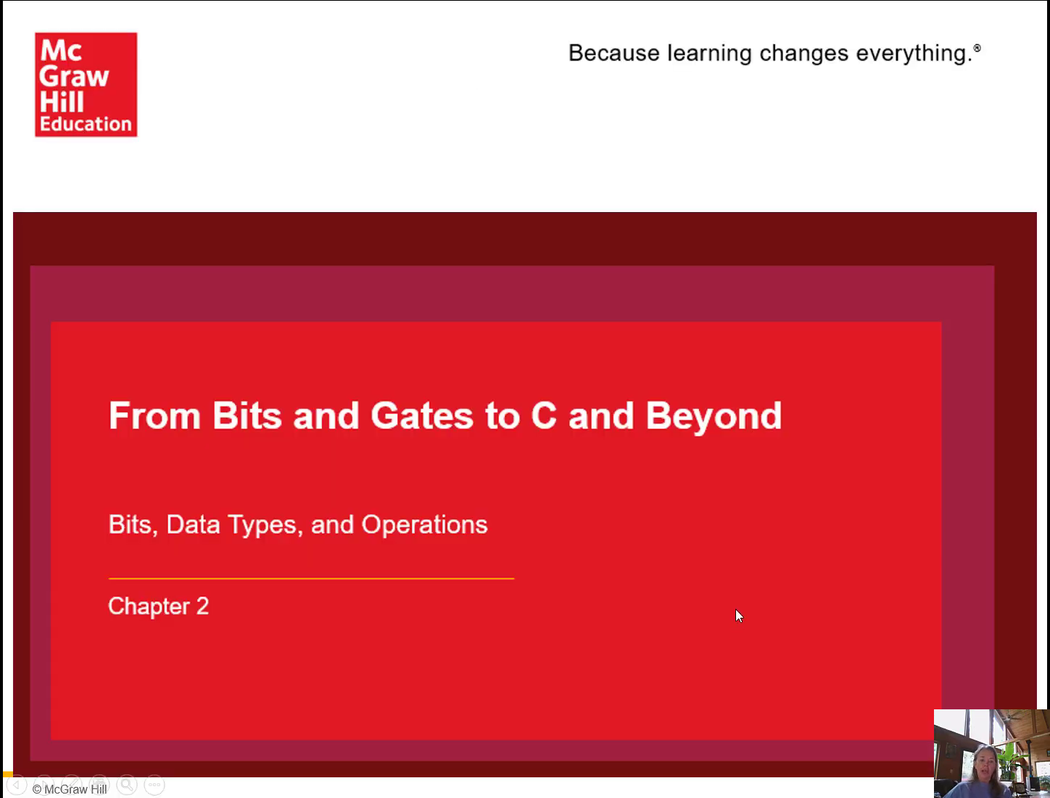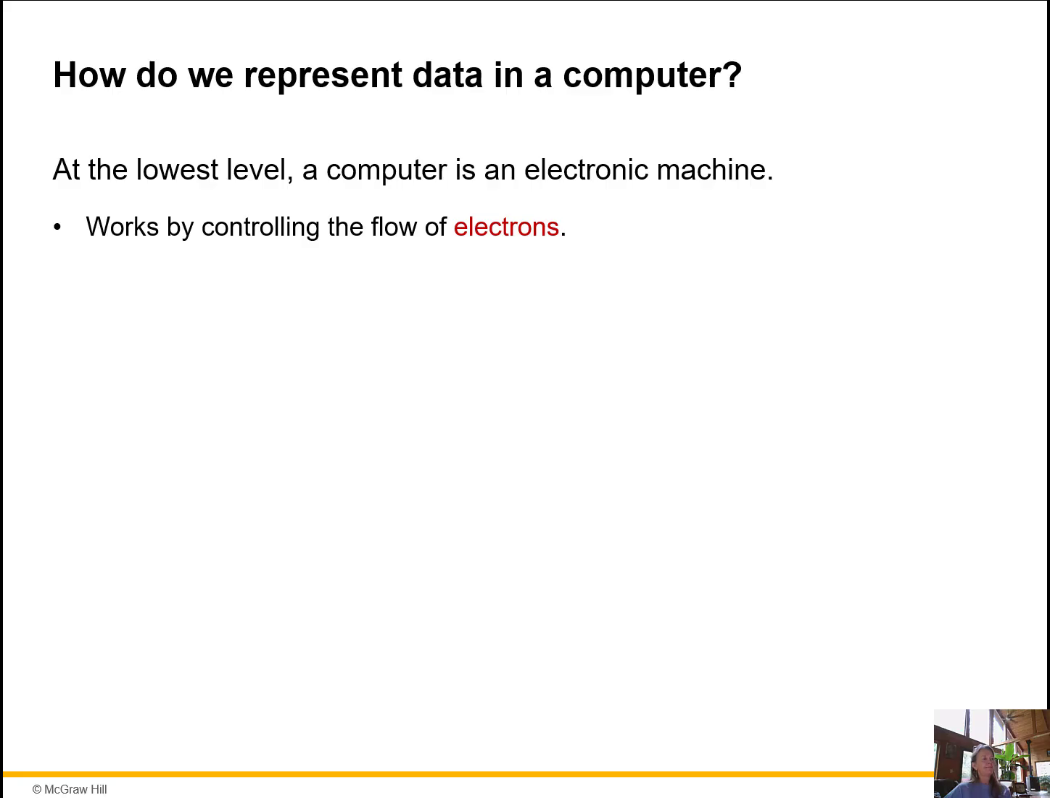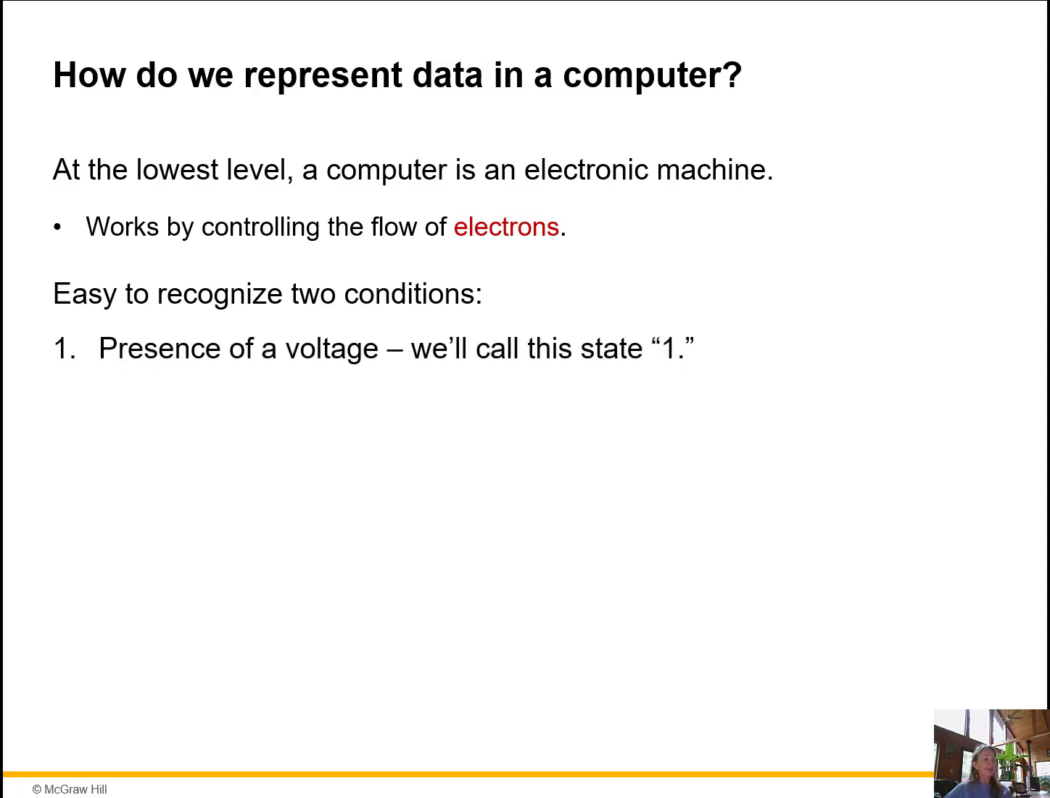Now we're on to chapter 2 of our instruction. So how are we going to represent this data in a computer? How we're going to do this is with the flow of electrons. Now we're going to have 2 conditions. We either have voltage or we don't. If it has voltage, we're just going to call that a 1. If we don't have voltage, we're just going to call that a 0.